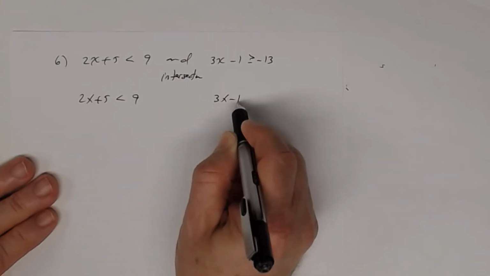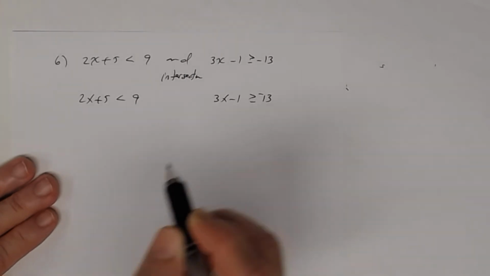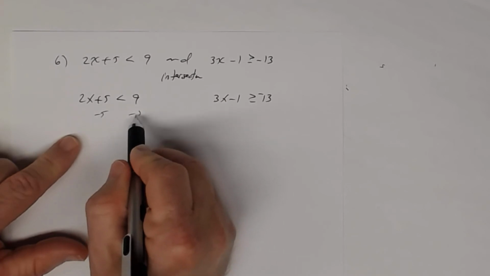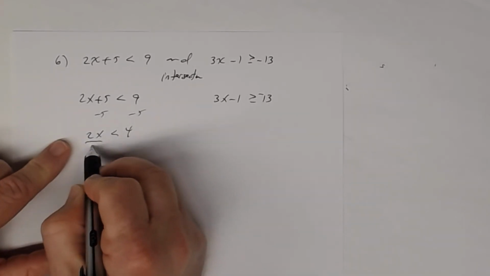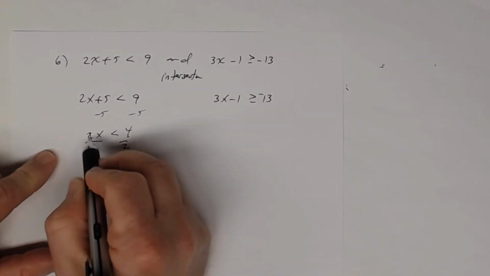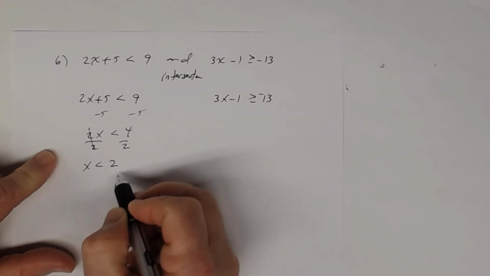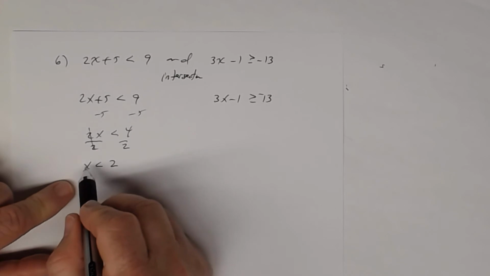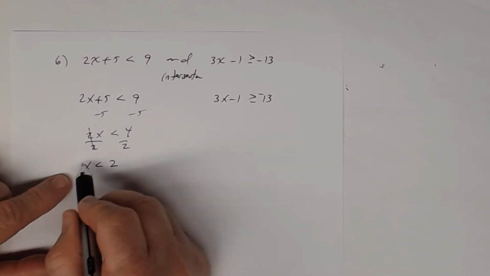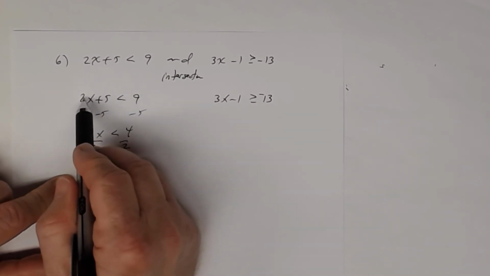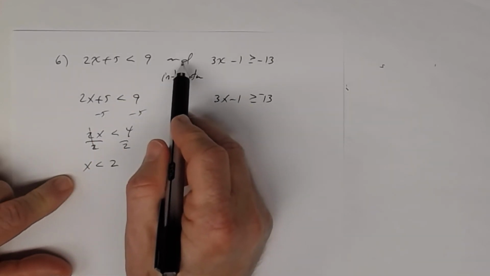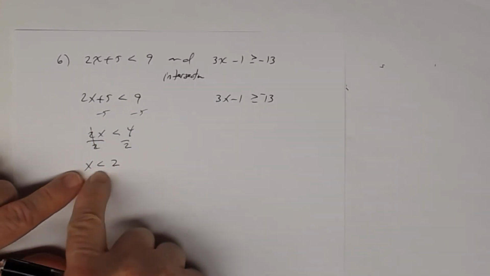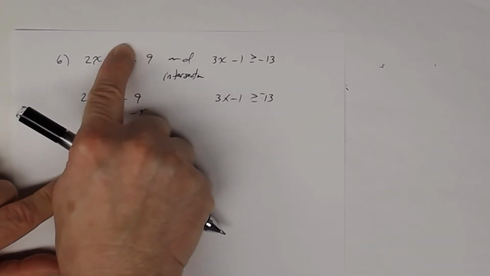And let's see what we get. Okay. All right, so I'm going to subtract 5 from both sides here. So I get 2x is less than 4. And dividing both sides by 2, I get x is less than 2. All right, so remember this is x is less than 2. So any real number less than 2 is a solution to this. That's not necessarily a solution to this because of the AND statement. But I do know that any real number less than 2 satisfies this.